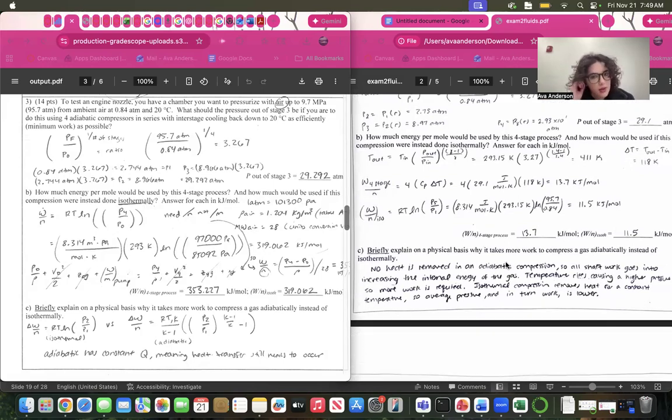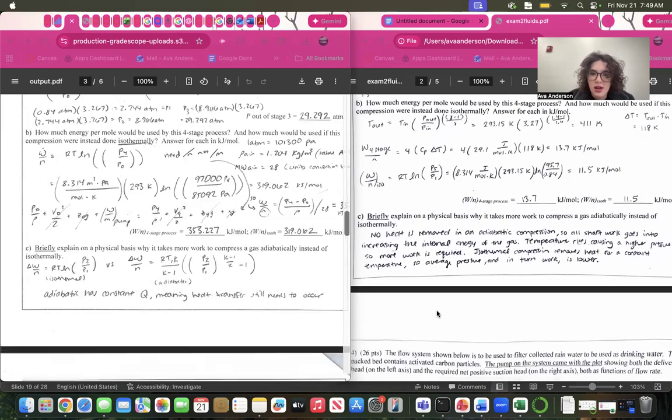And for the isothermal one, it's RT ln of P of stage 5 over P of stage 1, and that ends up getting you 11.5 kilojoules per mole. And on a physical basis, why it takes more work to compress a gas adiabatically instead of isothermally, it's because no heat is removed in adiabatic compression. So all the shaft work goes into increasing the internal energy of the gas, and the temperature has to rise, and that creates, you have to use more. If the temperature is higher, there's more pressure. And so more work is required to get the same thing done.